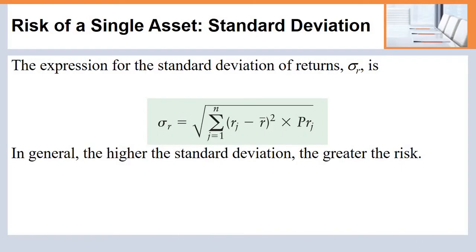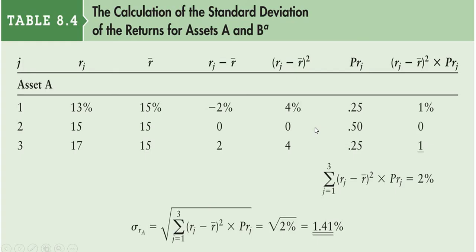Now let's look at standard deviation. In general, the higher the standard deviation, the greater the risk. Standard deviation indicates the variation from the average, or variation from the mean. The formula is simply the square root of the summation of return minus expected return, squared, times probability.